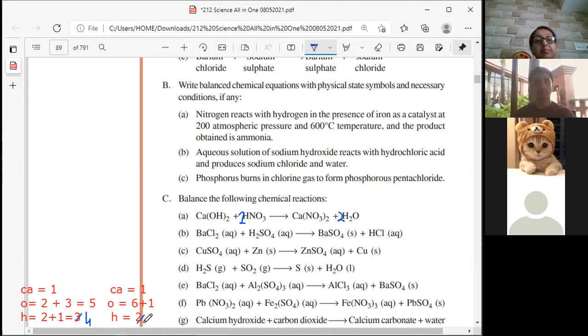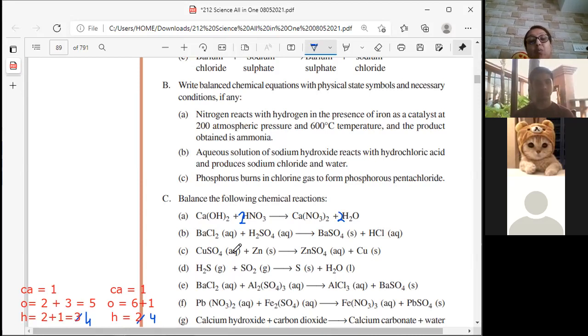I don't get it, ma'am. What are you doing? I wrote 2 here for HNO3. Okay. So, I can get H as 4. Now, H2 that I had here, I wrote 2 in front of it. Do I get H4 there also? Yeah. Okay. Now, let me check the other things.